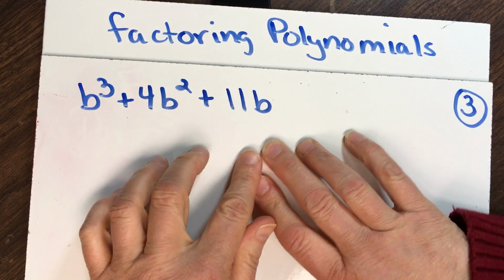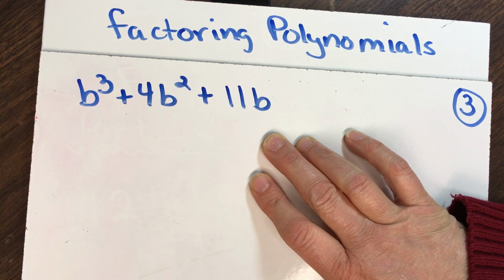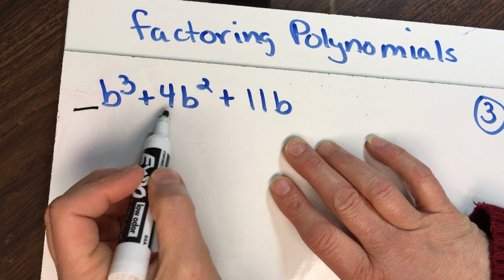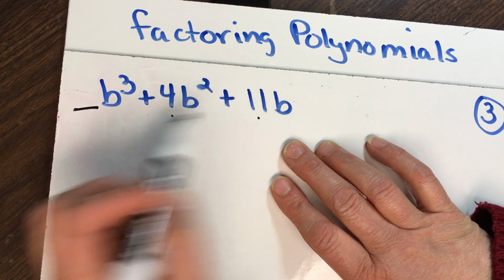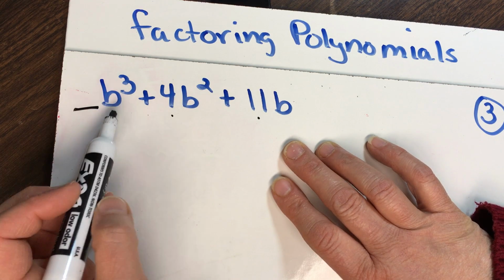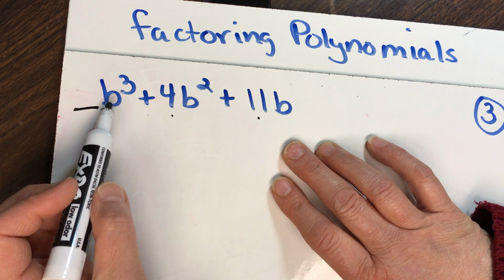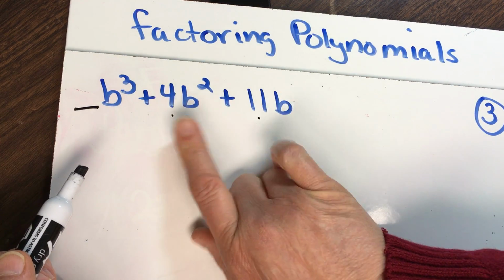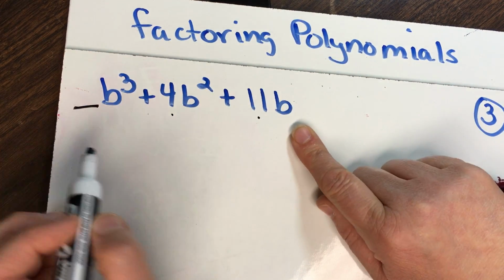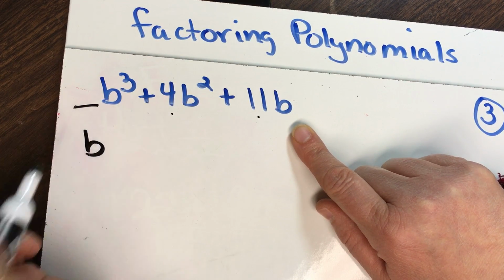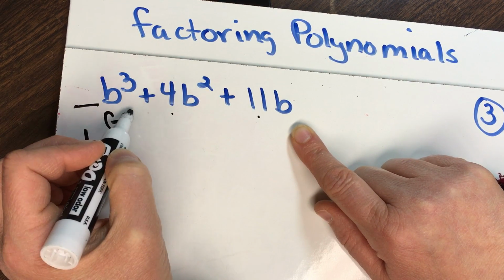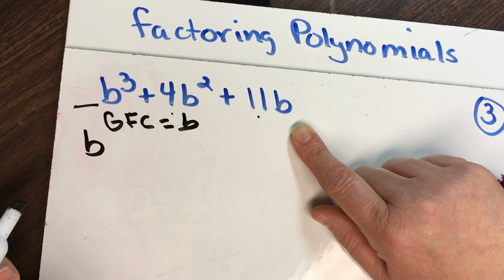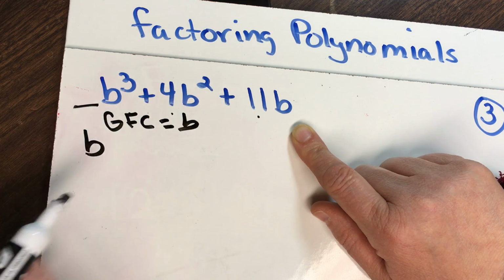All right, so I want to see what these have in common. I do not have any coefficients here, but I do here and here, so I can't take a number out of all of these. So I'm going to go straight to my variables. So they each have a b involved. My smallest b is here. So I'm going to pull out, that's my greatest common factor that these pieces have, is the b. I'm going to go ahead and pull out a b from each of these.